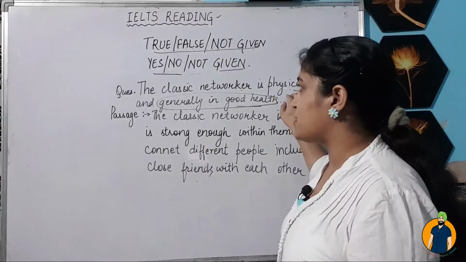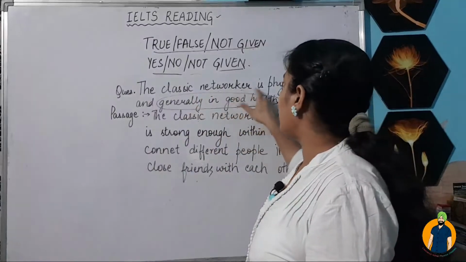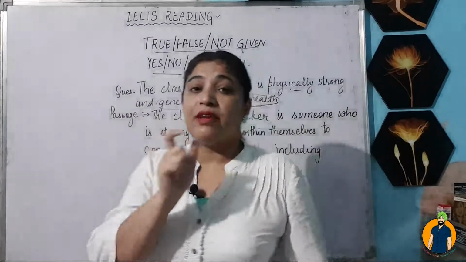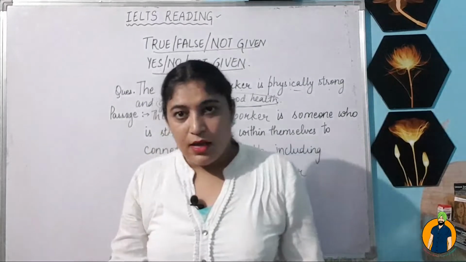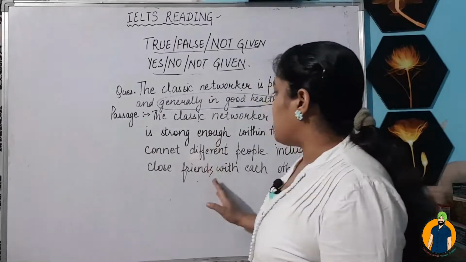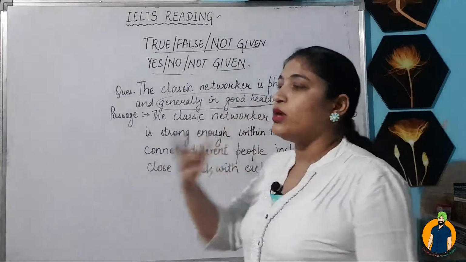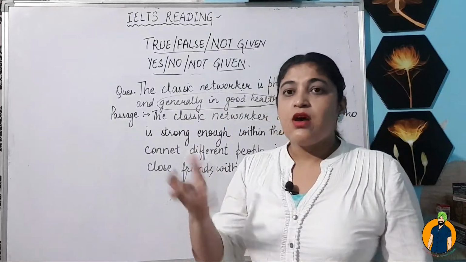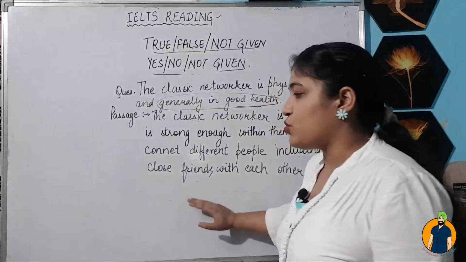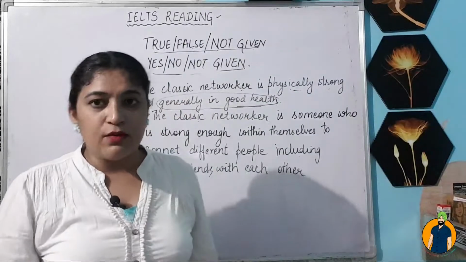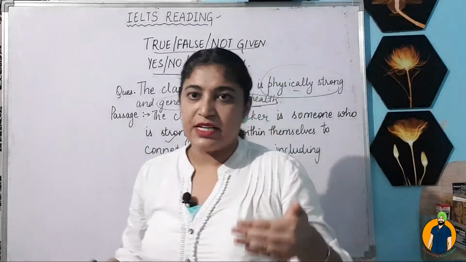Here the main thing is that the writer is claiming that the classic networker is physically strong and generally in good health, that the classic networker is a healthy person, but in the passage it is not written whether the person is in good health or not. It means good health is not given in the passage, so our answer will be Not Given in spite of No.